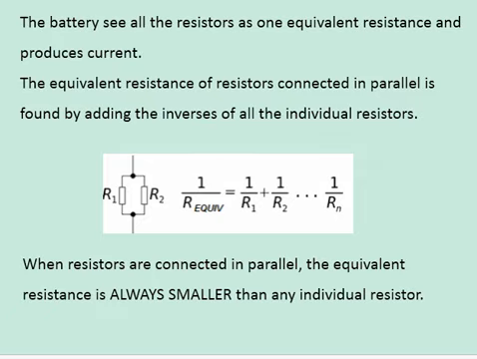The thing to remember is when resistors are connected in parallel, the equivalent resistance is always smaller than any individual resistor. So that's different than series. When you connect them in series, the equivalent resistance gets bigger and bigger as you add more resistors. For parallel combinations, the equivalent resistance gets smaller and smaller as you add more resistors.